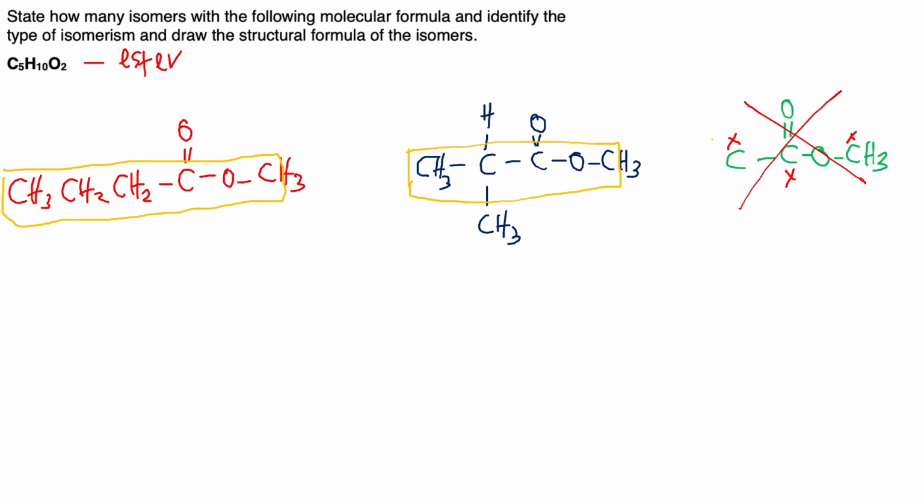Okay, next one. Consider the position. So, let's move the COO to CH3, CH2, C double bond O, O, CH2, CH3. Okay, 3, 4, 5, 6, 7, 8, 9, 10. Yes, this one. So as you can see, the position of the COO is no longer the same.